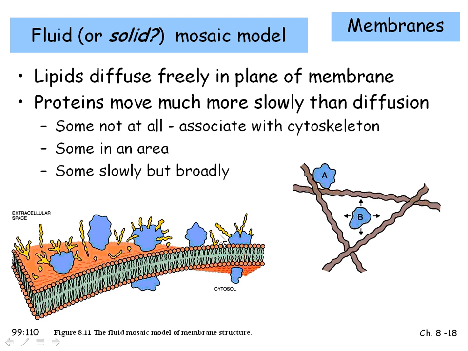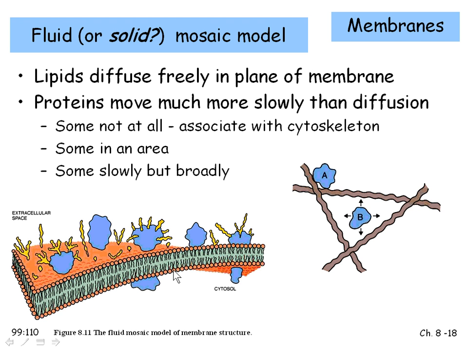Some of them don't move at all. They are fixed in place and do not rearrange. Some of them are what they call corralled, where they'll bump around in an area for a while and not go out of there. And some will move, but more slowly. They may go anywhere in the plane of the membrane, but get there 100 or 1,000 times more slowly than true diffusion would do.